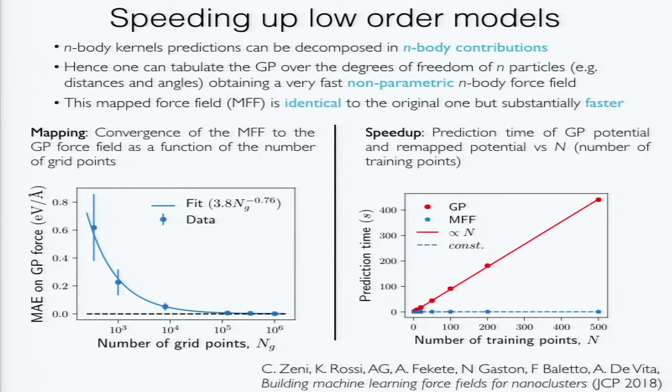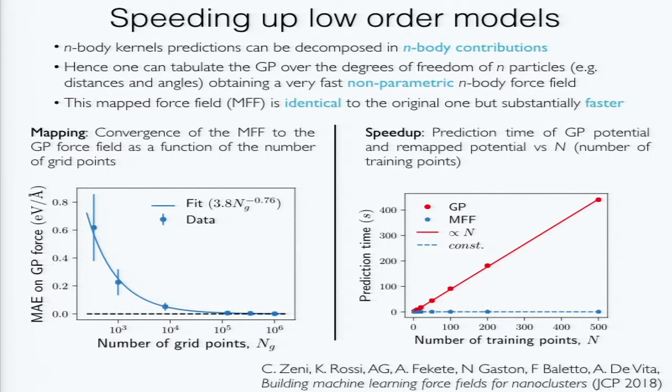So this lookup table is very accurate actually. This is the error done with respect to the Gaussian process on your left. And you see that with a sufficient number of grid points, so of samples of this table, the error is basically zero. It's negligible. It's much less than the error that Gaussian process makes on the data, so you can forget about it.